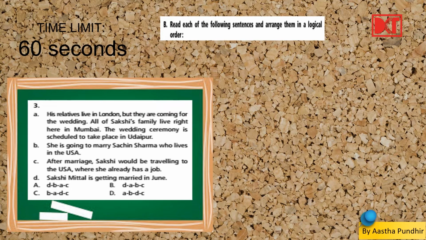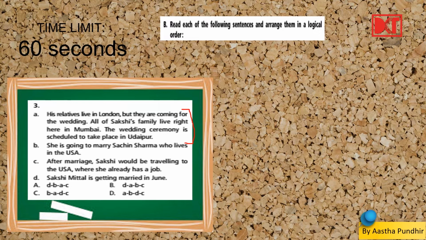Okay, here what we have to do, we have to read the sentences and arrange them in a logical order. Let's see. His relatives live in London, but they're coming for the wedding. All of Sakshi's family live right here in Mumbai. The wedding ceremony is scheduled to take place in Udaipur. You read the sentence and you realize this cannot really be the introduction because it seems abrupt.